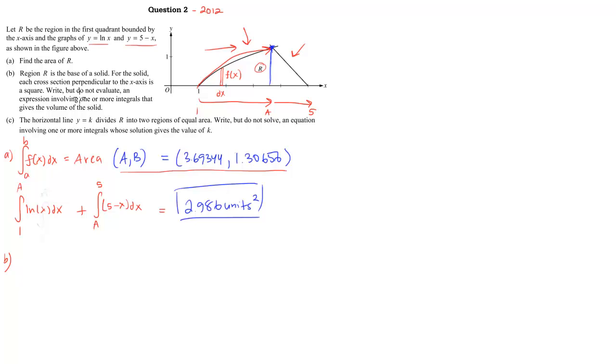For the solid, each cross-section perpendicular to the x-axis, well, I actually already drew one there, is a square. Right, but do not evaluate an expression involving one or more integrals, so we don't have to do just one, that gives the volume of the solid. So we're trying to find the volume of some awkward solid that's bounded by this, and I'm going to try to draw this three-dimensionally real quick.